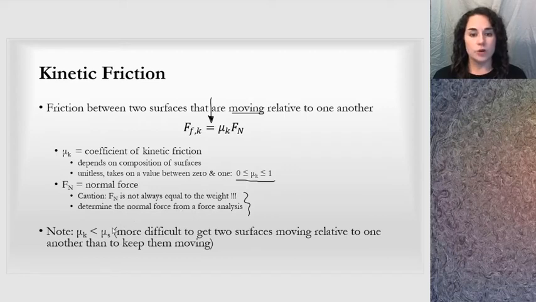And what I'm going to note overall when you solve problems or are given information is that the kinetic coefficient of friction is smaller than the static. And this represents the idea that it is more difficult to get two surfaces moving relative to one another as opposed to keeping them moving. So again, this is the moving. It's easier to keep it moving than if it's stationary, static. This force will be larger when it's static and smaller when it's moving.